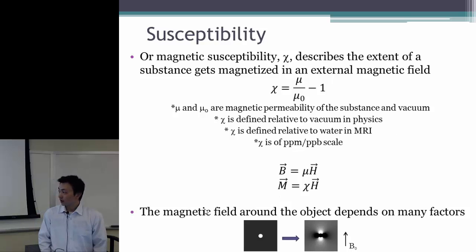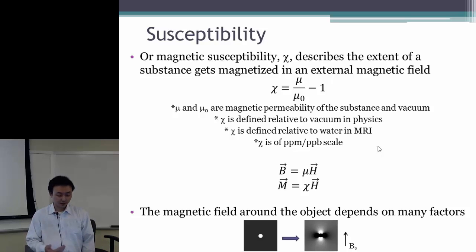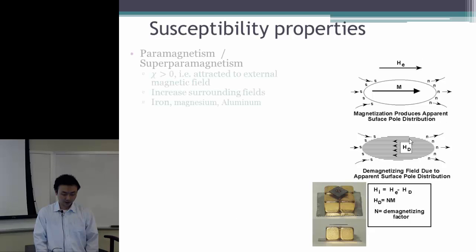The magnetic field around the object depends on many factors, like its shape, the susceptibility difference with its surroundings, the external field strength, and the orientation of the object relative to the external field. So there are many factors that can affect the magnetic field around an object that has a different susceptibility from its surroundings. We can see about it later.